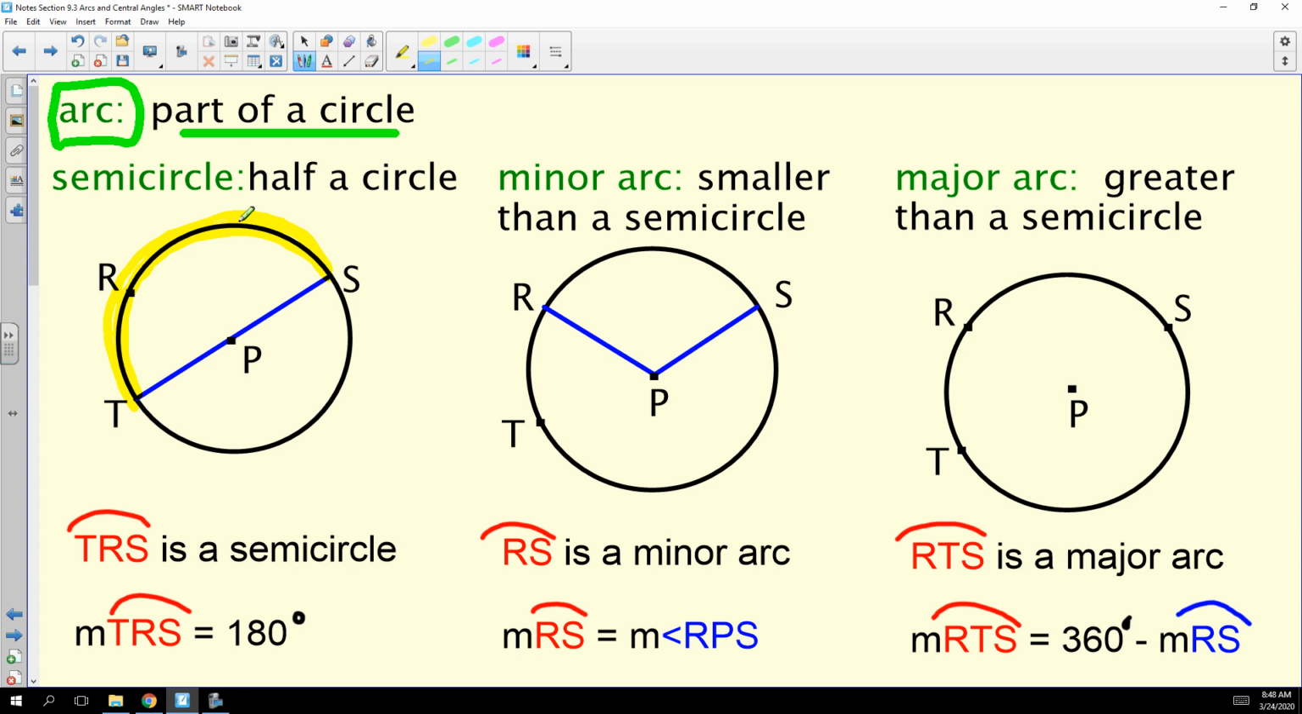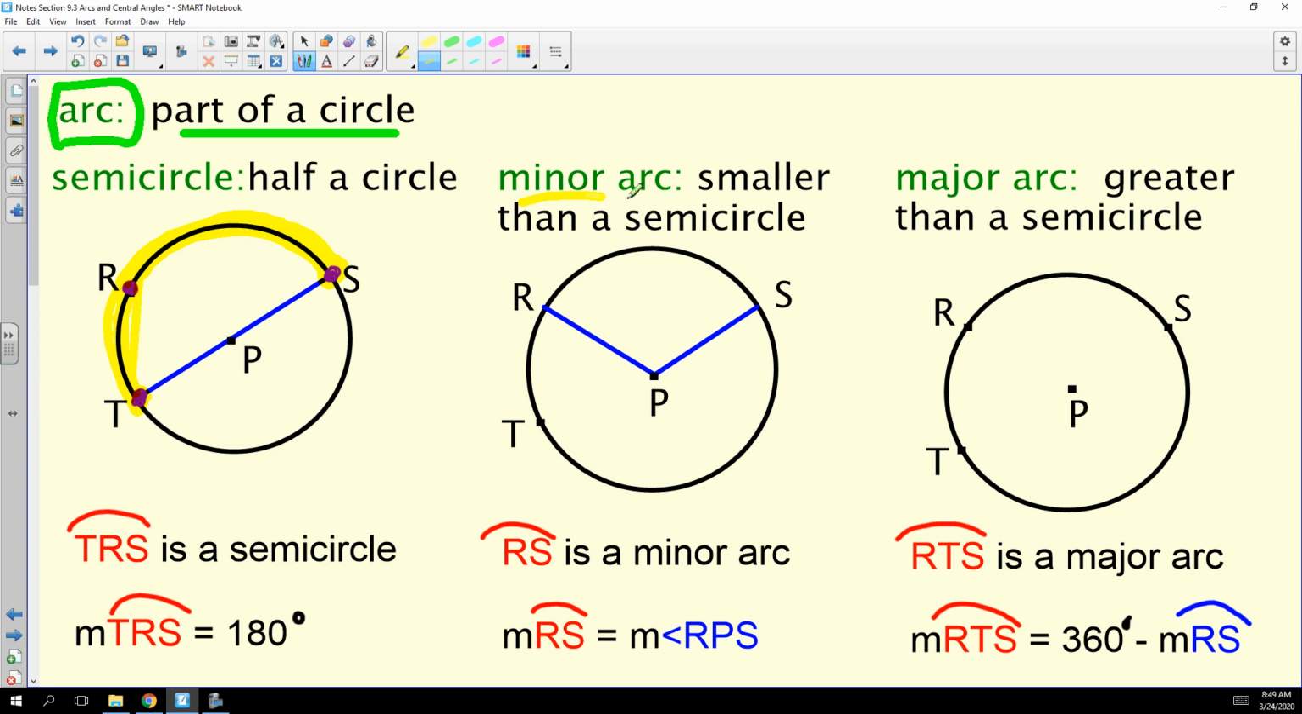You can name a semicircle with just the endpoints of a diameter. I just don't recommend it. I do recommend, as much as possible, if you have 3 points to name a semicircle, then go ahead and do that because it tells you the direction that you're traveling in on the circle. But we can talk about arc TRS as a semicircle. It starts at T and it continues in the direction of point R, and then it passes all the way around to S. That would be a semicircle.